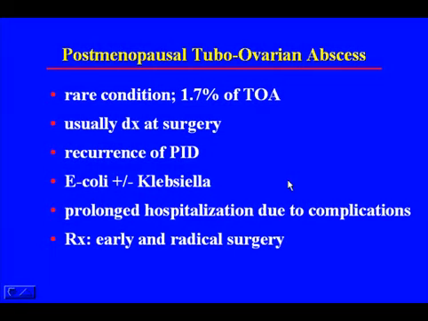The responsible agent is usually E. coli or Klebsiella. These patients require prolonged hospitalization and do get complications. So it's important in the postmenopausal woman, if you suspect a tubo-ovarian abscess, to do early and radical surgery.